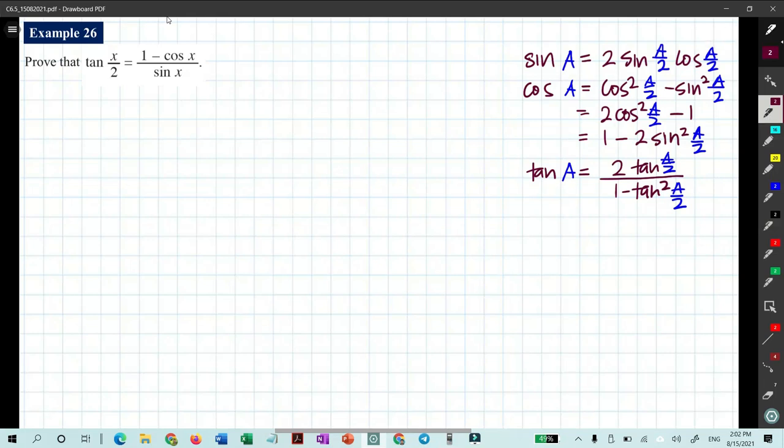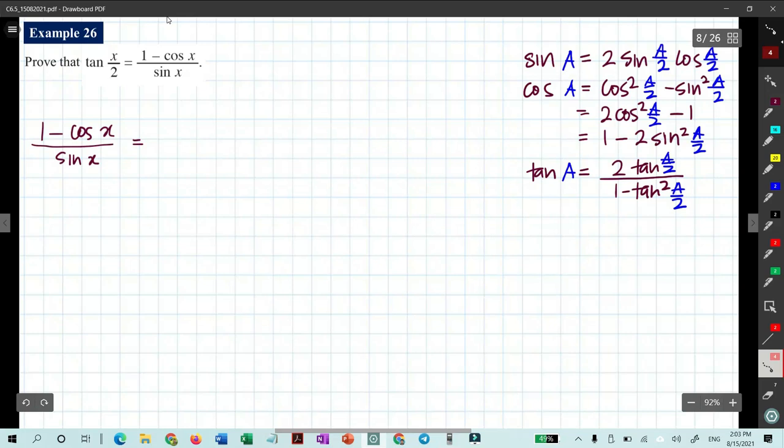You are given 1 minus cos x over sin x. So what I'm going to do is replace this cos x with this one. Okay, so third option for cosine identity. The reason why I choose the third one is I want to eliminate this one.